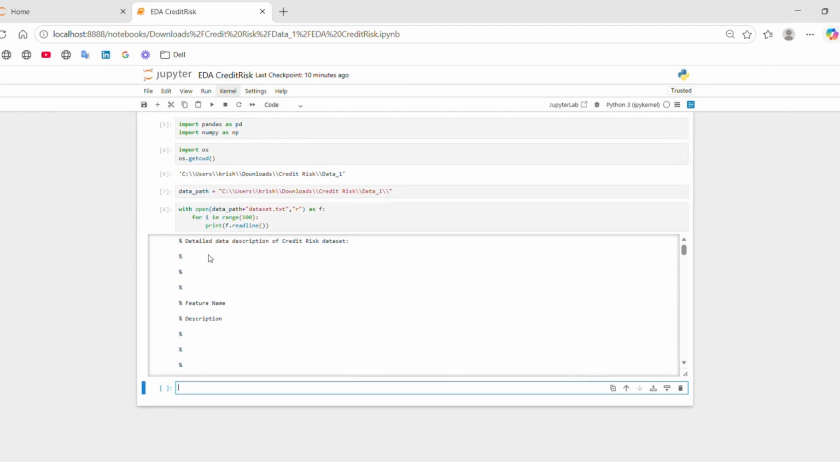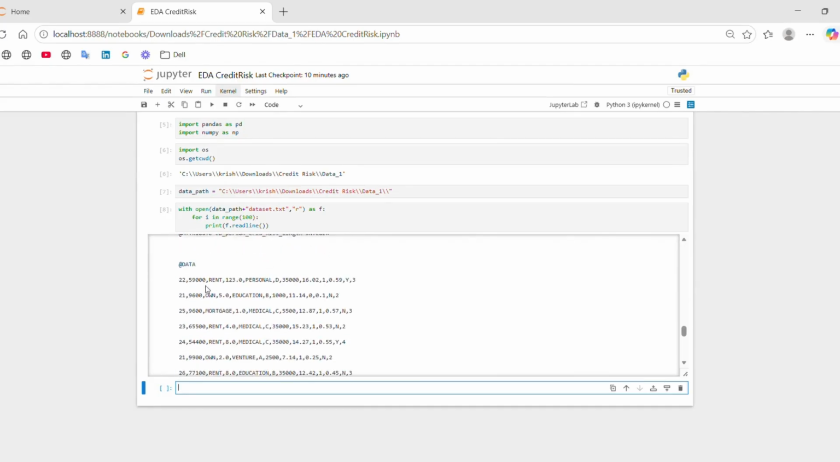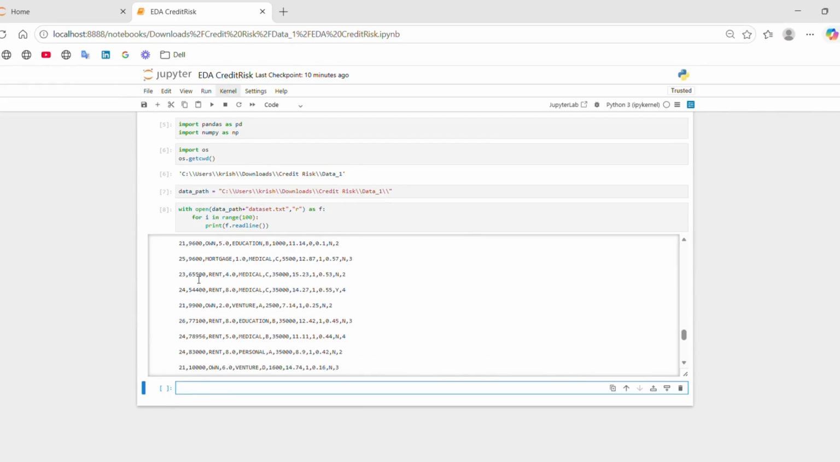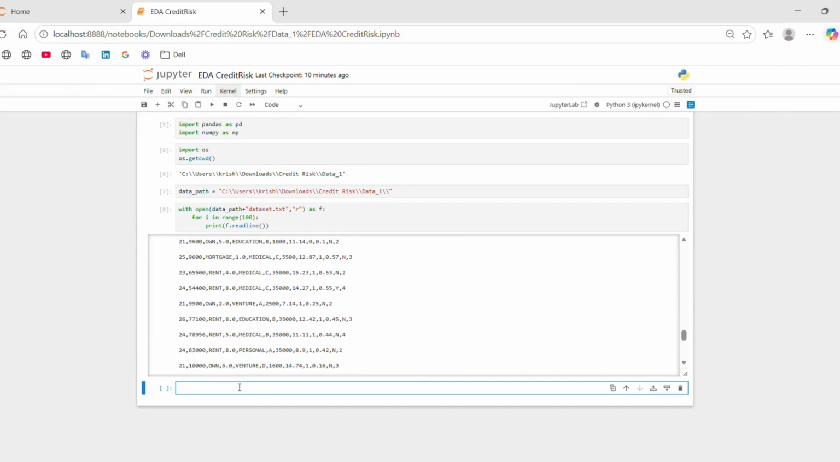So here you can see that there is a little bit of jargon like detailed data description of credit risk data set, some feature names, person, etc., loan status, and some jargon related to that data set. And from here you see below this @data, my actual data is getting started. So we need to skip those lines to understand how exactly my data set is.